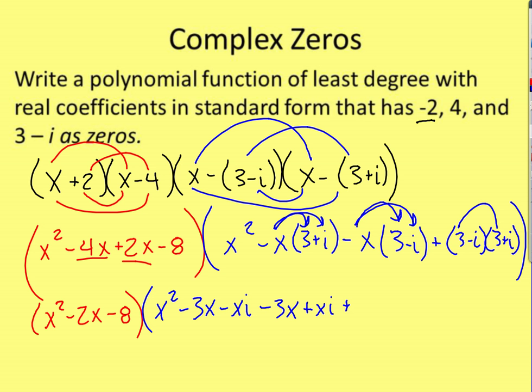So 3 times 3 gives us 9. 3 times i is 3i. This is -i times 3, which will give me -3i. And last, we have -i times i, which will give me -i squared.